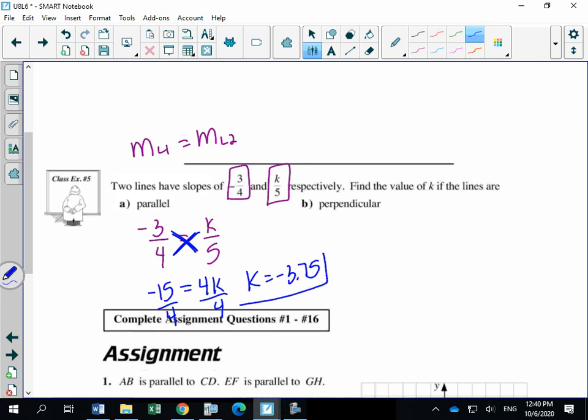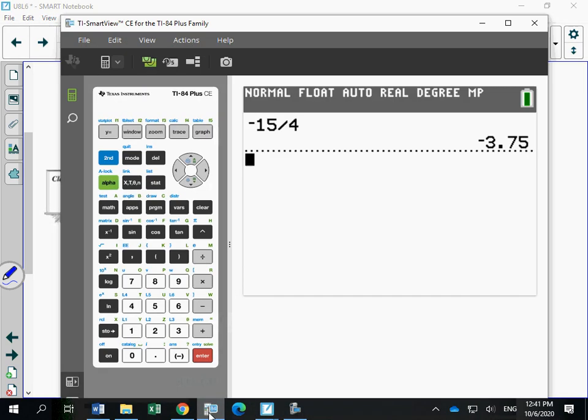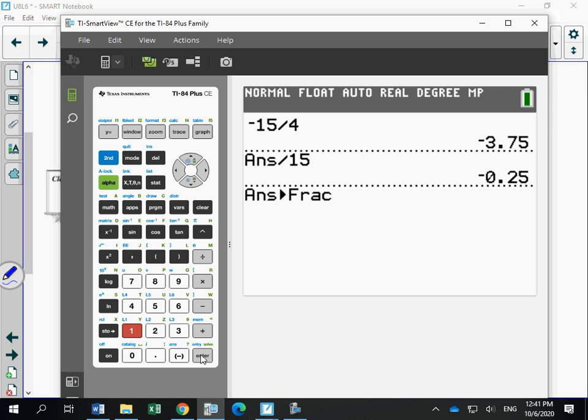So that's our answer. It looks a little bit messy, but I'm going to show you how you're going to check this. So I'm going to take this k out and put in the answer. So we said that k was equal to -3.75, and I'm going to divide that by 5. What I want you to do is type that into your calculators and then math 1 fraction it. So on your calculator, we've got -3.75 divided by 5, and then math 1 fraction.